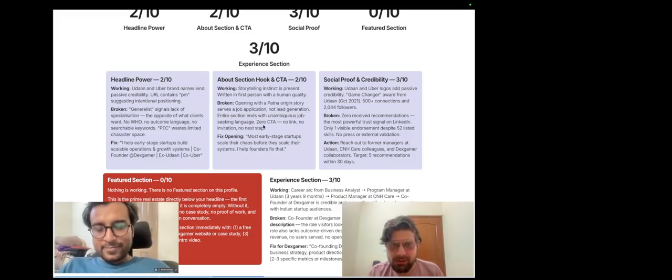It has ambiguous, job-seeking language, zero CTA, no link. So it's just giving you a shortcut fix. But we can work on these things after the call. I think we can work on all of these sections. Then social proof and credibility, I think this is important. You have no recommendations, very well caught. Reach out to your former managers and get some recommendations. I think recommendations matter.